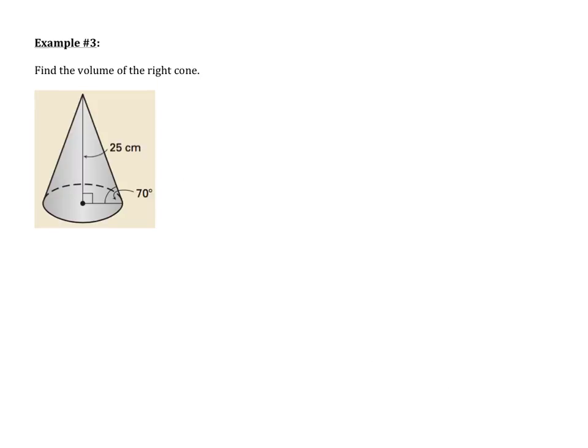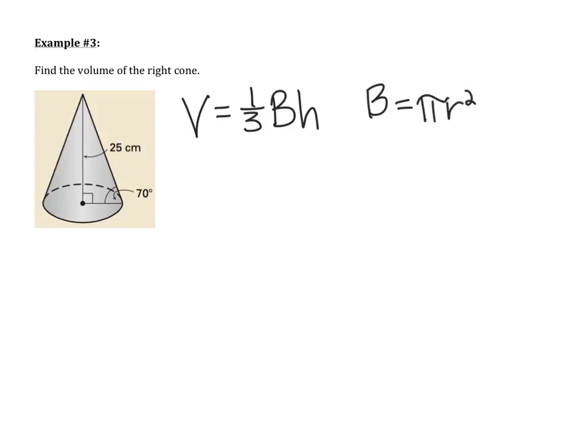Example number 3, find the volume of the right cone. Remember, for volume, we're going to do V equals 1/3 the area of the base times the height. And since it's a cone, we have a circular base. So our B would be pi r squared. But notice we were not given the radius. We were given the height, so we have h, but we were not given the radius to be able to find the area of the base.